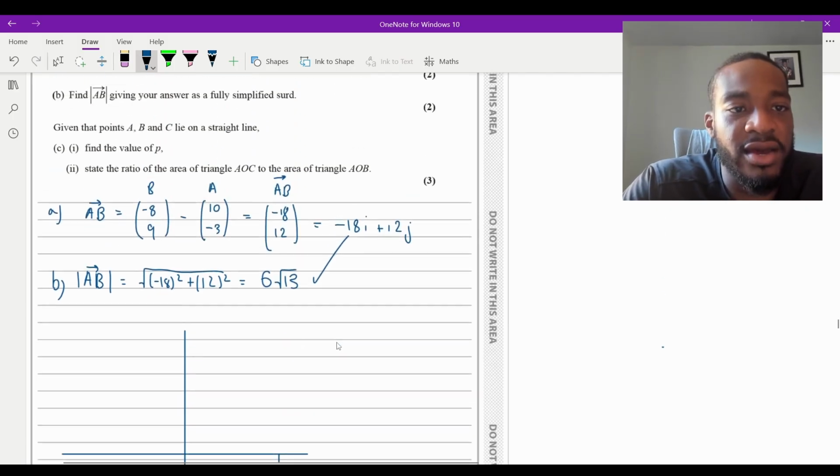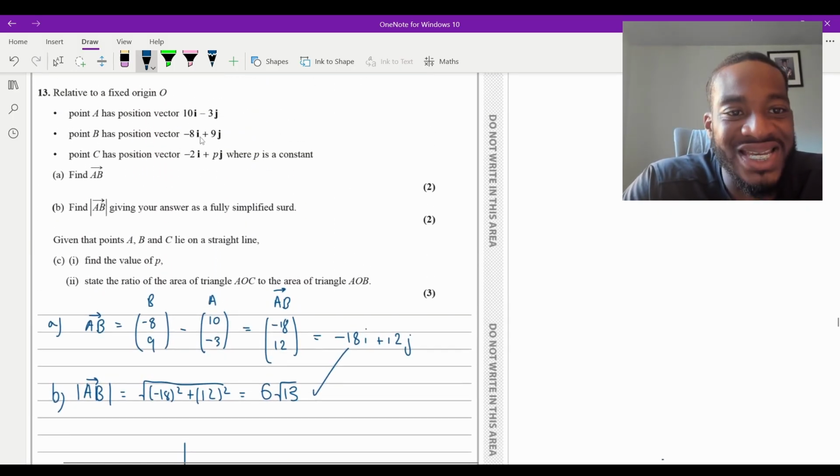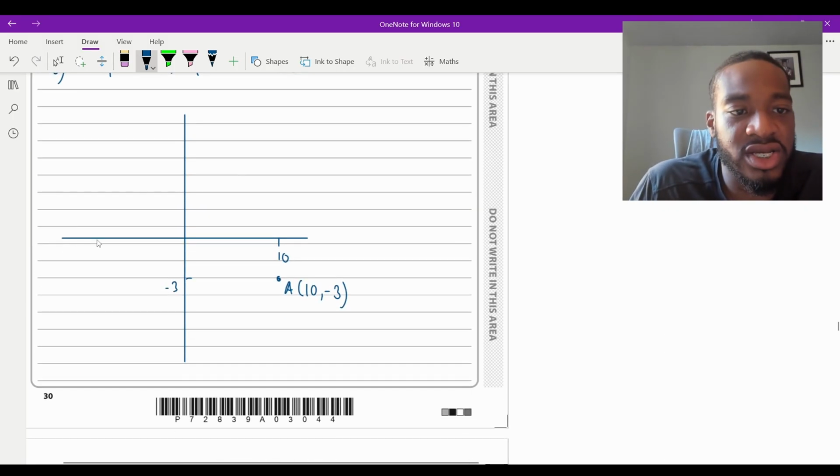And then point B was (-8, 9), wasn't it? So let's just say -8 would be around here. Let's say positive 9 is probably there, for example. So the point B is going to be here. I'm going to call this point B, (-8, 9).